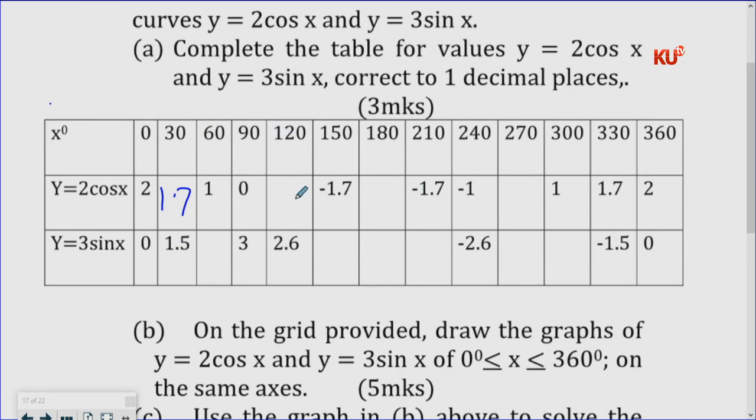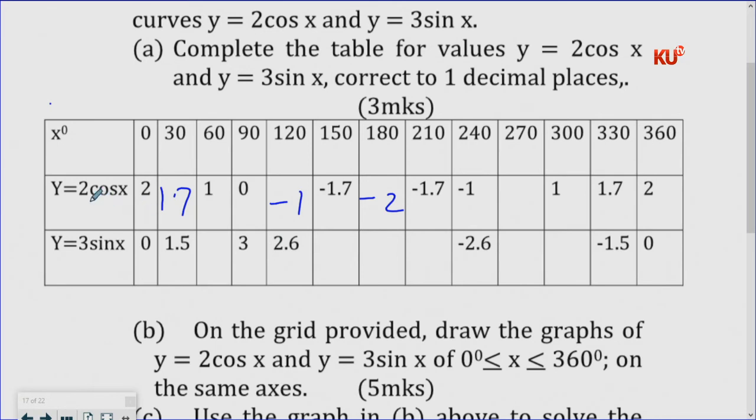Let's work out these. 2 cos 120, you get negative 1. Very good. The next is 180. If you work out 2 cos 180 degrees, you get negative 2. Very good. The next angle is this one here, 270.